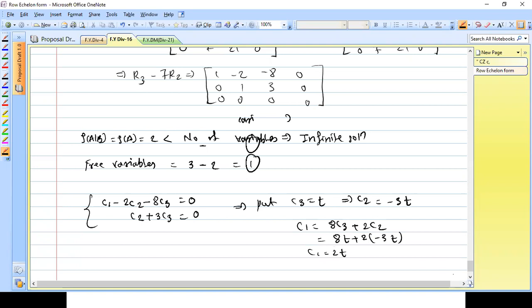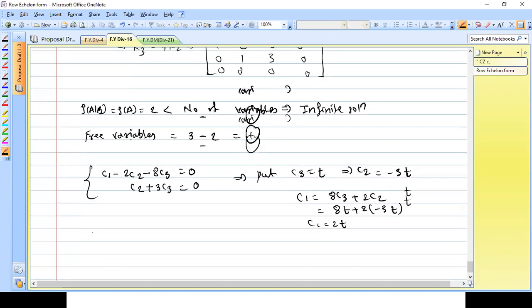So what I'm getting, I just write down here: C1 is equal to 2T, C2 is equal to minus 3T, and C3 is equal to T. It means for T not equal to 0, in fact, what I want is at least one not equal to 0. So you can substitute T is equal to 1. This implies C1 is equal to 2, C2 is equal to minus 3, and C3 is equal to 1. Yes or no? Yes, sir.